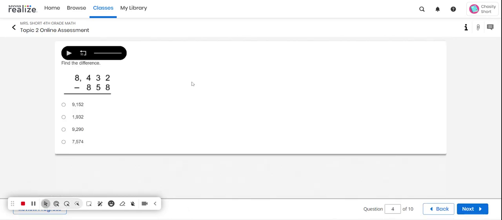All right, number 4, find the difference. Guys, we've gone over this so many times. We have to practice subtraction outside of school if we're still struggling with it. So you just really, really need to work hard on this, okay?